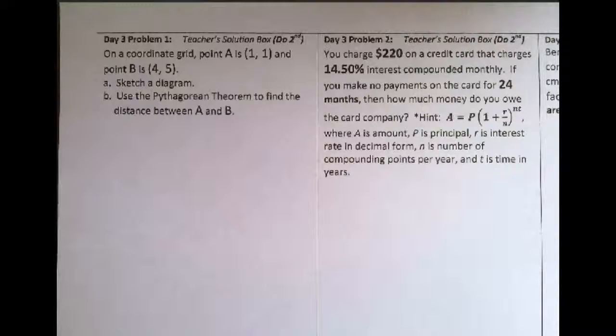Here's the solution for day 3, problem 1. On a coordinate grid, point A is at (1, 1) and point B is at (4, 5). Question A, sketch the diagram, and question B, find the distance between A and B.